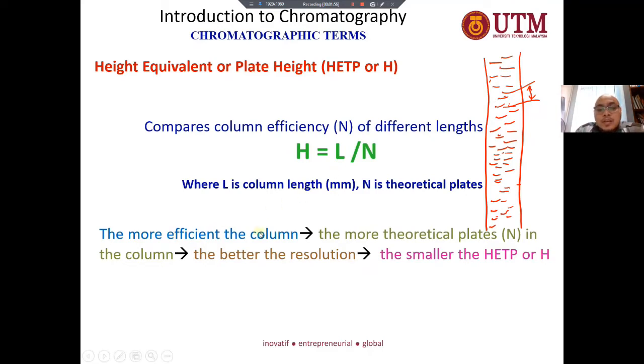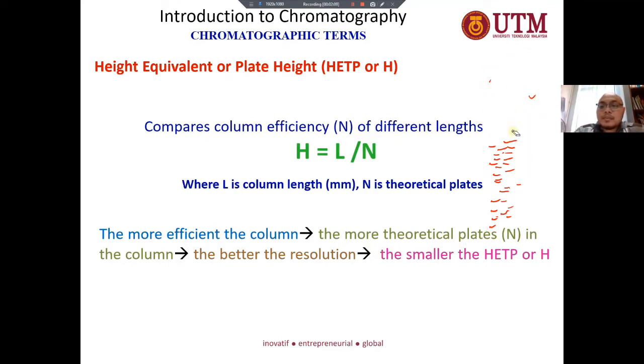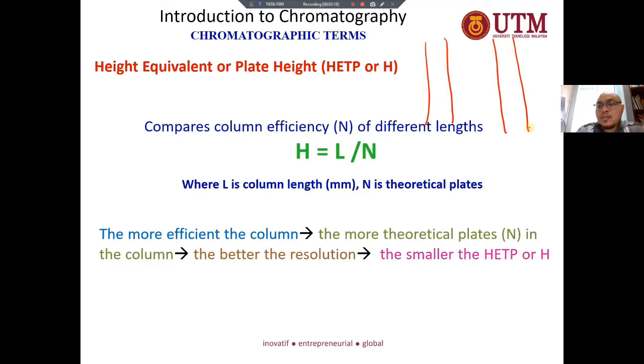Therefore, the more efficient the column, the more theoretical plates in the column, and the better the resolution. Again, we can imagine. For example, you have two kinds of column, column A here and here, with a similar length. Here you have the shorter plate height, but here you have the longer plate height.